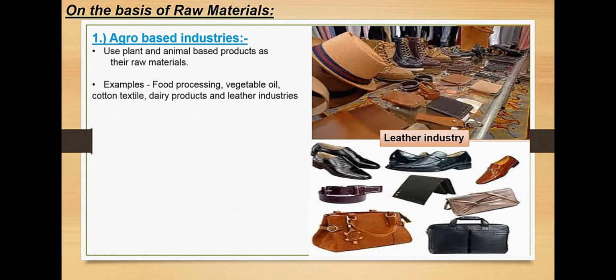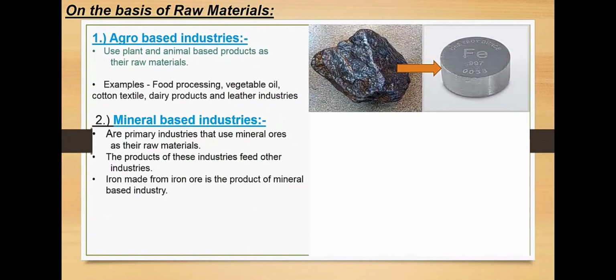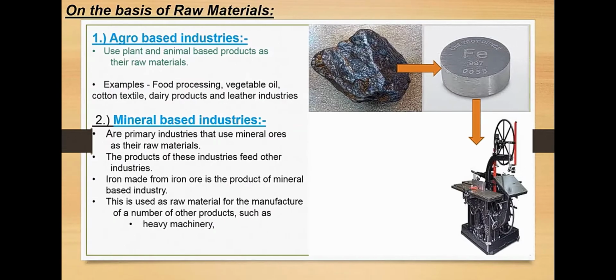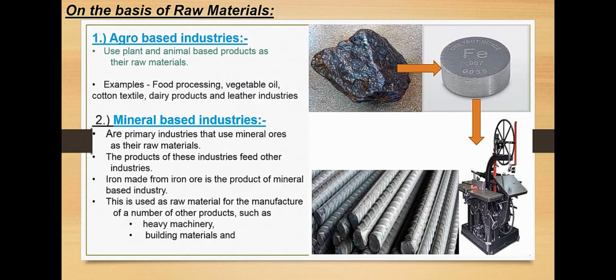Leather, where are we getting the leather? From animals. So all the plant and animal products we are using as input, it is called agro-based industry. And the next one is mineral-based industries. What does mineral-based mean? You already know. In the third chapter, the minerals lesson, we studied how to extract iron from the iron ore. Iron ore is present naturally in rocks, and we undergo many processes to convert that iron ore into iron, and then into steel, and we use the steel for machineries and also for steel rods, etc.